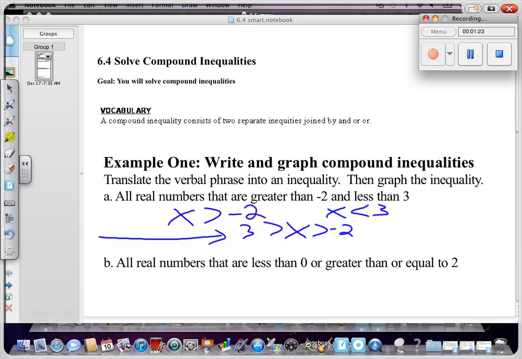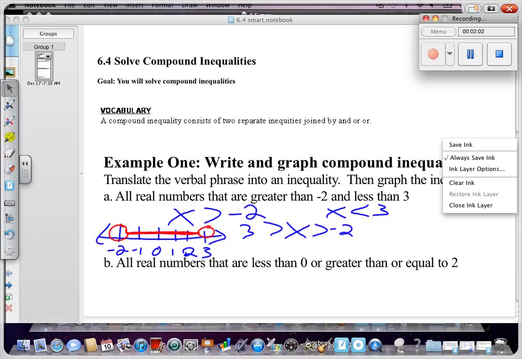So we're going to graph this on our number line. We've got -2, -1, 0, 1, 2, 3. We're going to put an open circle over -2. X is greater than it. We're going to put an open circle over 3, and x is less than it. So with all compound inequalities, you're going to have two circles on your graph. If they're an "and", those lines are going to point towards each other. And if it's an "or", they point away from each other. So let's do another example with an "or".